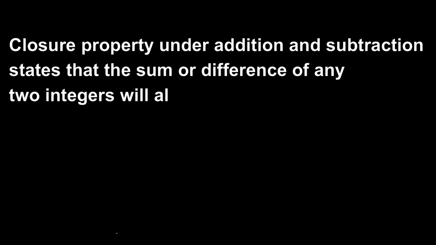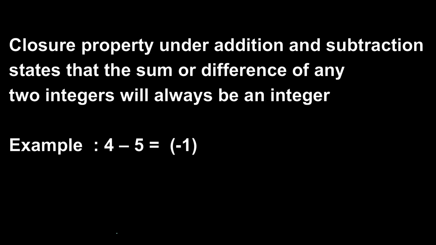So the first is the closure property. What does the closure property say? That closure property under addition and subtraction states that the sum or difference of any two integers will always be an integer. Let's see an example. 4 minus 5 is equal to minus 1.